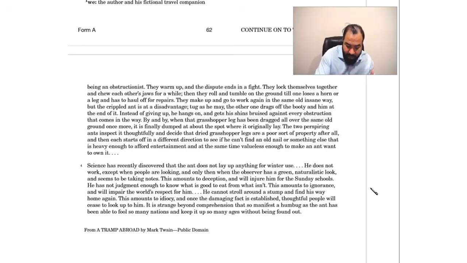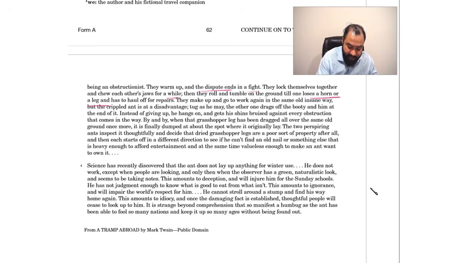They warm up and the dispute ends in a fight. So now they're gonna fight. They lock themselves together and chew each other's jaws for a while. It's a very funny way of fighting, right? But it's no fun. Look, it's a pretty dangerous fight for the ants. Then they roll and tumble on the ground till one loses a horn or a leg. So this is no joke.